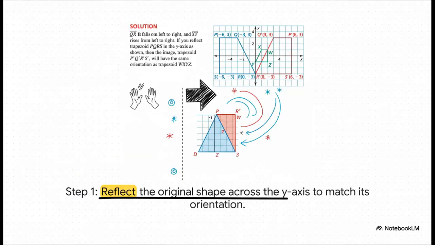The first big clue is the orientation. See how the side QR slopes down from left to right, but the matching side WX slopes up? They're mirror images. So our first step has to be a reflection. By flipping that blue trapezoid across the y-axis, we get the red one. And just like that, the orientation is a perfect match.